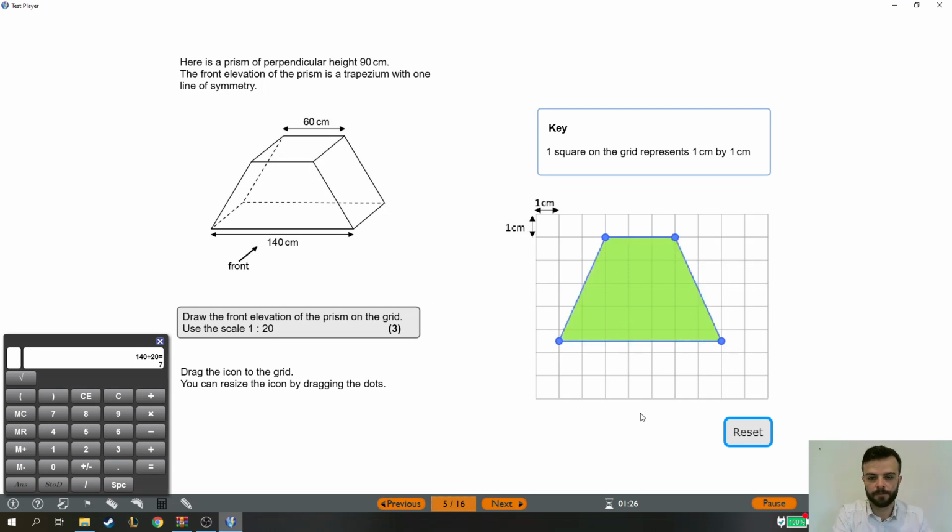So that's it. It's got the right width across the top, 3 squares to represent 60 centimeters, the right width across the bottom, 7 squares to represent 140, and the height, we're told in the question, not on the picture, that the height is 90, which we divided by 20 to work out that the height needed to be 4.5 squares. And that's it. That's how we do this question.